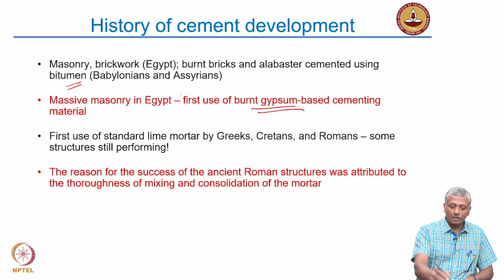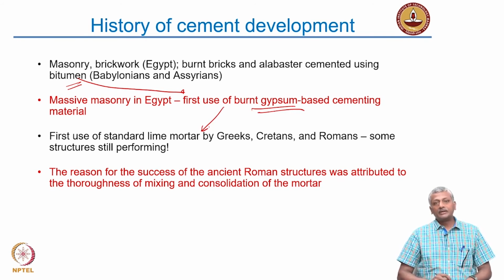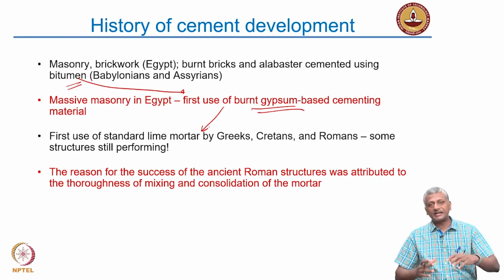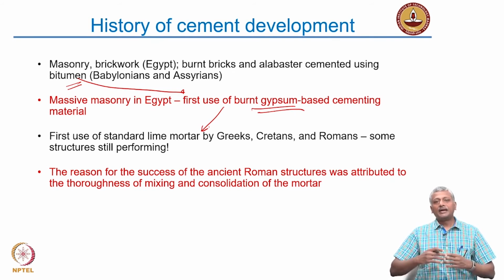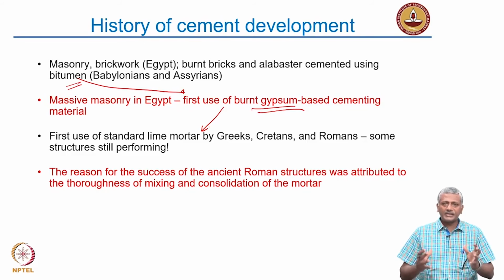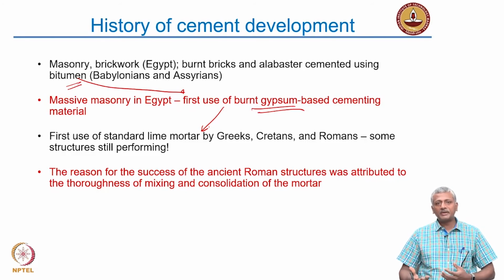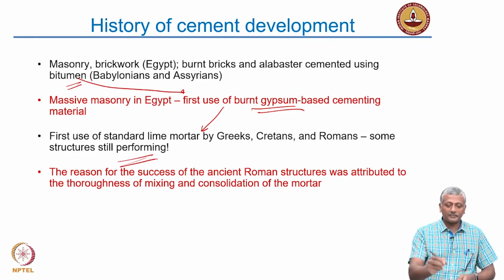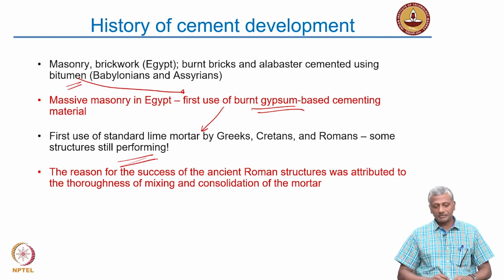So, from bitumen, people came to gypsum, and then in the Greek period, there was the first use of lime mortar. Lime mortar employs lime as a binding agent. Lime is basically calcium oxide. It reacts with water to form calcium hydroxide, and that causes the mortar to set. And then it hardens by transforming to calcium carbonate. A lot of these structures from the Greek and Roman periods were built with lime based materials, and some of these structures are still performing. You still have satisfactory performance of many of these structures.